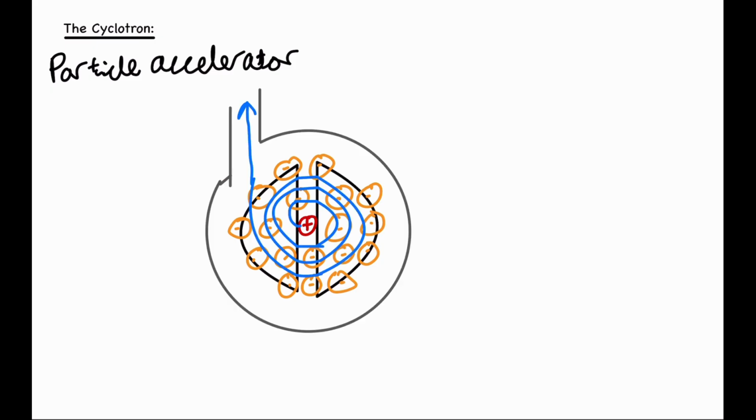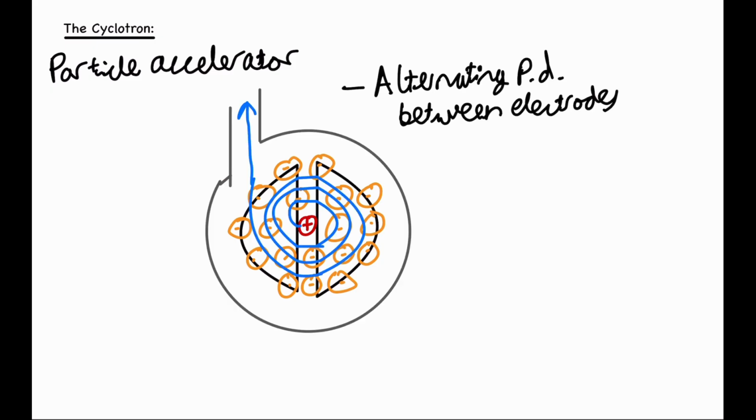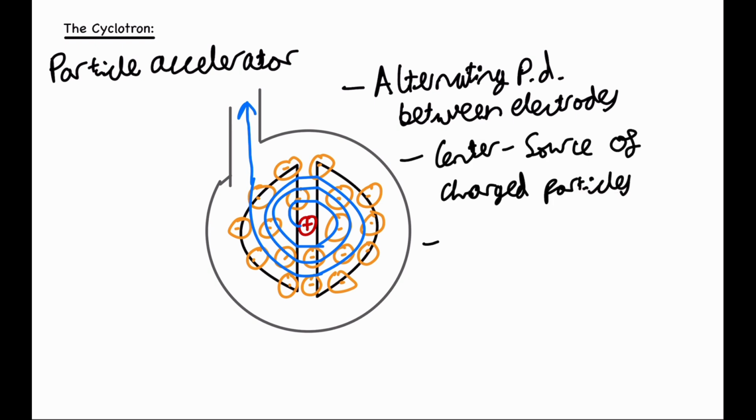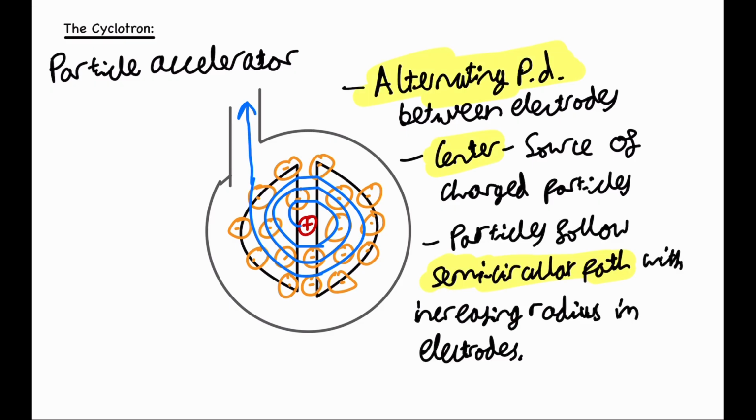So there's an alternating PD between the electrodes. At the center, there's a source of charged particles, and the particle follows a semicircular path of increasing radius in the electrodes. This is because the potential difference between the electrodes accelerates the charged particles. So they get accelerated around here, here, here, and here. And if they have a faster velocity, they're going to have a larger radius. So they're going to have an increasing radius as they go across the potential difference. And this is all in a vacuum.